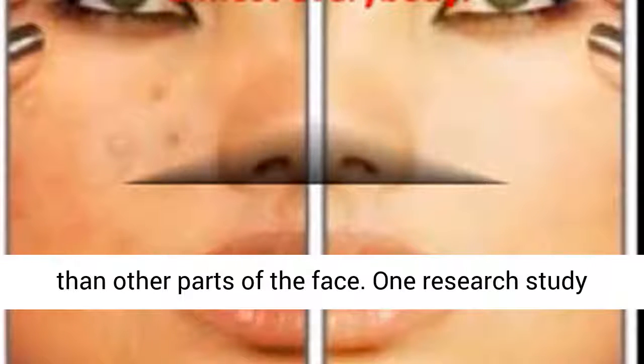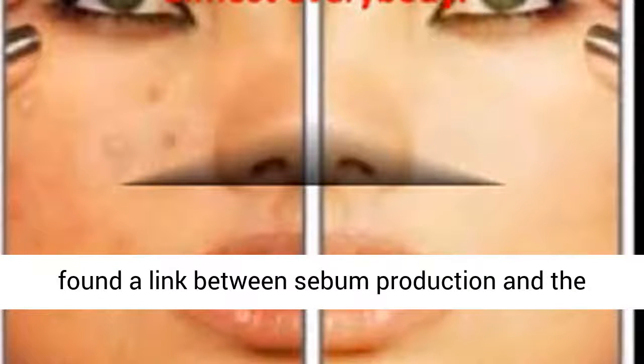T-zone, forehead, nose, and chin. The sebaceous glands produce sebum, which is an oily substance that hydrates and protects the skin. Excess sebum production can cause acne. Additional oil production can mean that breakouts might occur more frequently in these areas than other parts of the face.